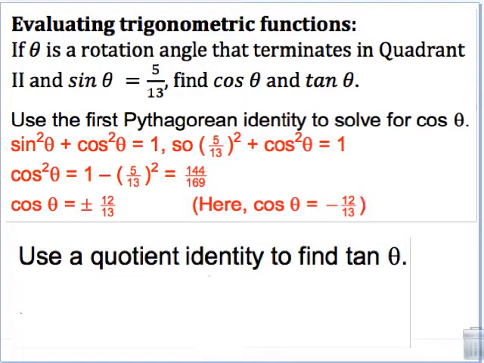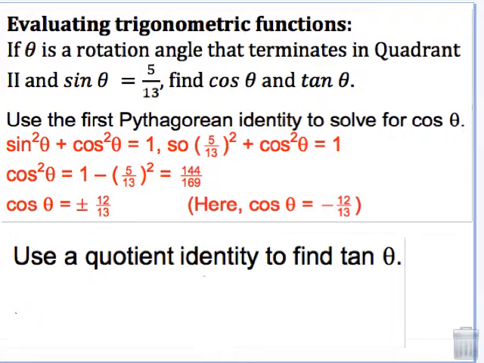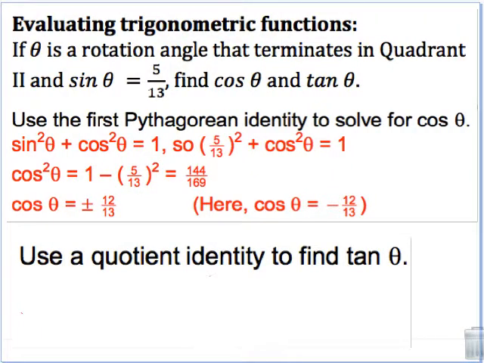And then I'm going to square root that to find out what cosine theta is. I'm just going to square root that, and I get 12/13. Now remember, anytime you square root something, it can be positive or negative, and the only way you know whether it's positive or negative is that you need to refer back to what quadrant you're in. In this case, we're in quadrant 2, and in quadrant 2, cosine is negative.